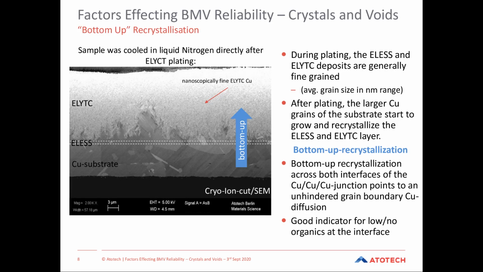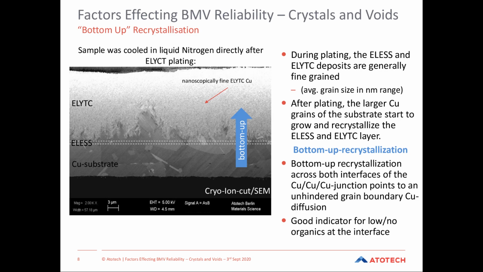So if we look at the mechanisms, how these can potentially form, what you're looking at here is a sample where we started with the copper substrate, deposited the electroless copper, and then put the electrolytic on the surface. Immediately after plating, we quenched the entire sample into liquid nitrogen. So we freeze the crystal structure as soon as physically possible after plating. This gives us a couple of advantages. The first thing you'll notice is the electrolytic layer is deposited as a very, very fine crystal structure. So essentially it has no visible crystal structure, it's so fine.